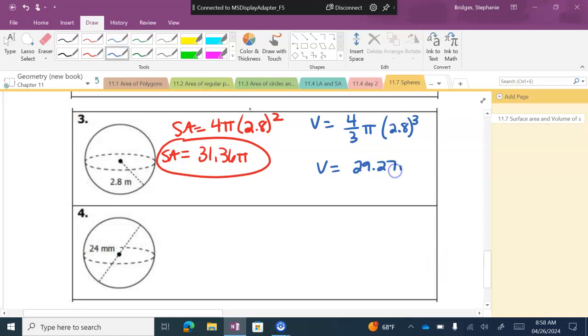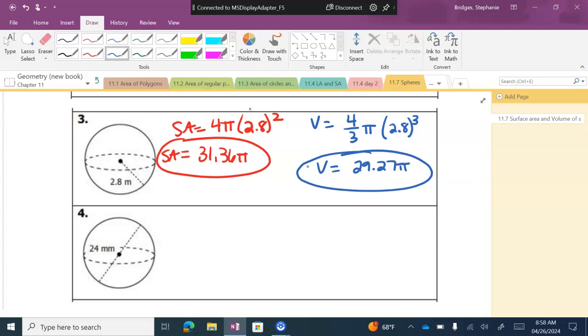I'd say about 2.7, somewhere around there. But on the test, I'll tell you how to round. Okay, so 29.27 if I rounded, with pi on it for my volume. Is everybody okay with that?